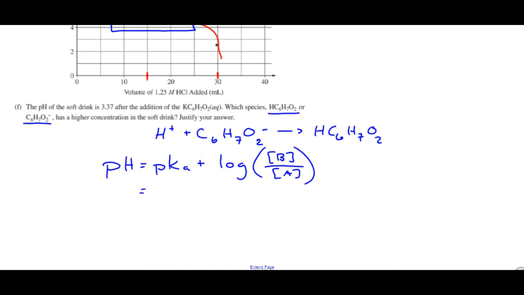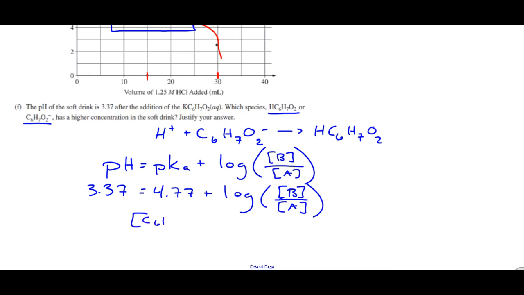So what was the pKa? Well, we already had figured that out. 4.77. It says that the pH is 3.37. And then I have this relationship right here. So what I want is I wanted to solve for the acid over the base. So if I calculate this out a little bit, what I get is this relationship. I change the acid and base to the actual formulas. And that is a ratio.